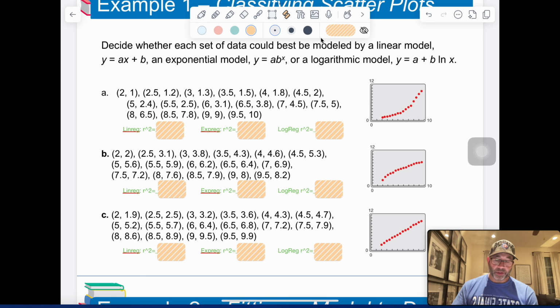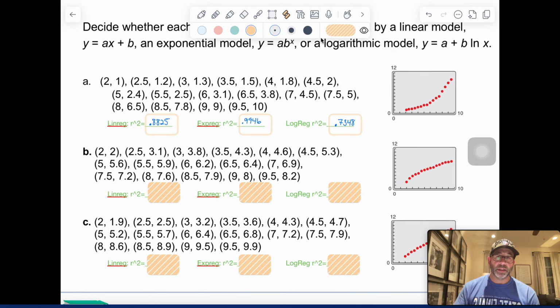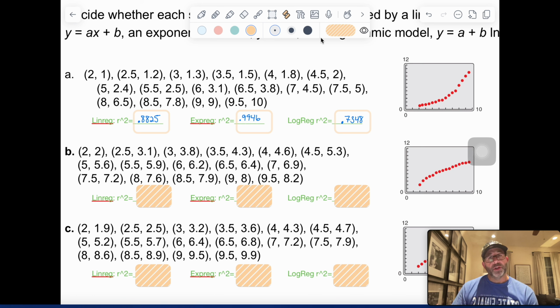Okay? So when we look back at this, these are the 3 regressions that we just calculated from the calculator. What you can see is the one that has the highest r squared value, because the closer to one it is, the more correlated it is. The exponential regression has a 0.9946 value. That is far stronger than these other 2 regressions, so we would say that this equation right here is by far the best equation.